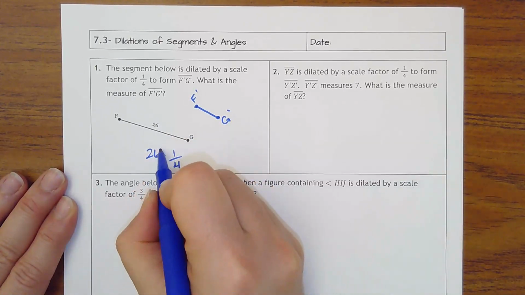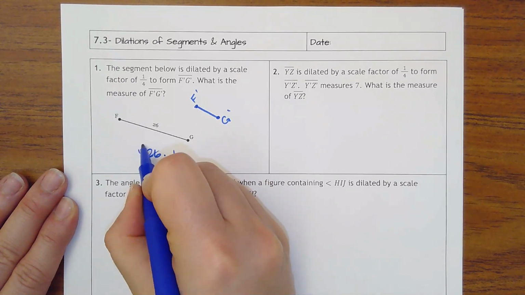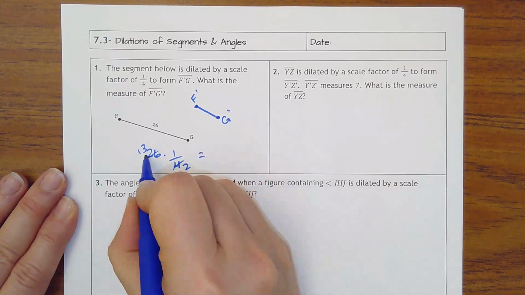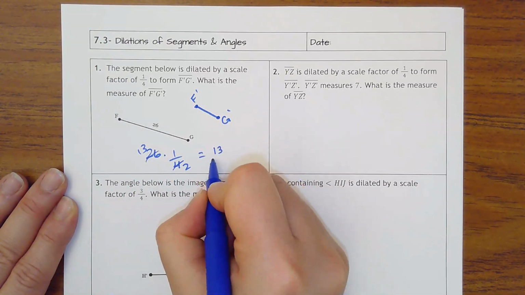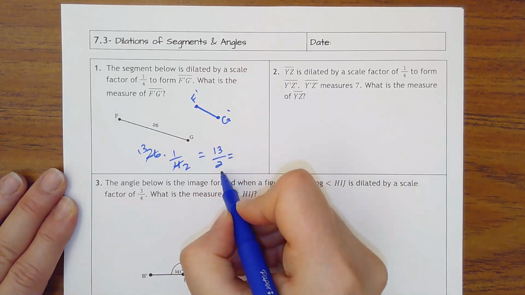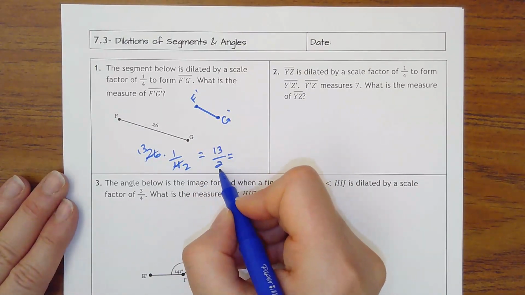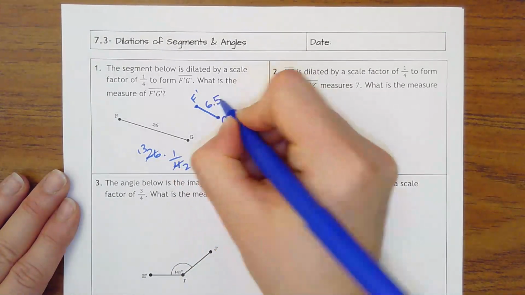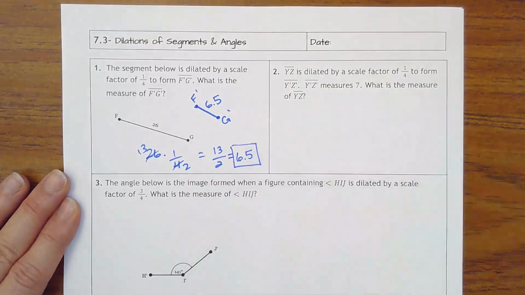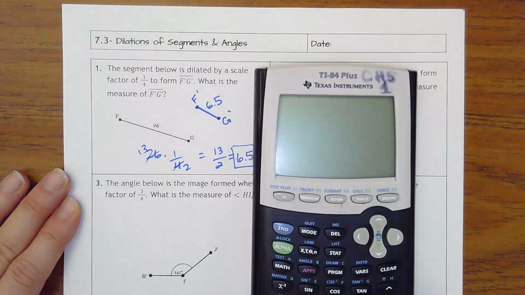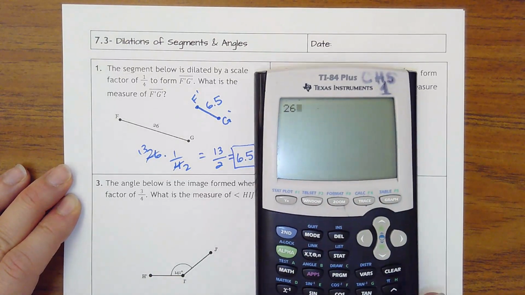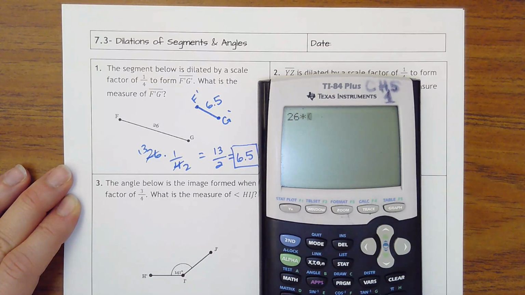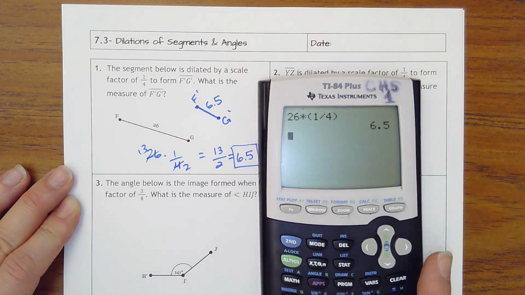I'm going to cross simplify because I can divide by 2, and that would be 13 and 2, and then multiply straight across would be 13 over 2. Which, on a calculator, you could think, okay, 13 divided by 2 should be 6.5. So that would be the length. Or just do it on a calculator all at once. Take 26 times a fourth. Remember, we have to have parentheses. 1 divided by 4, and you get 6.5.